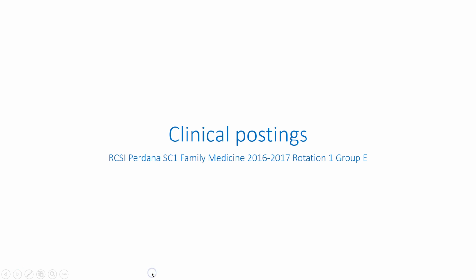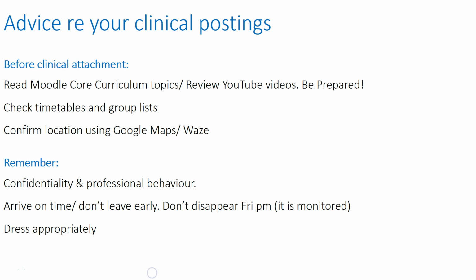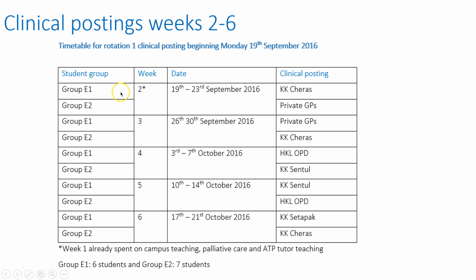Let's look at your overall clinical postings. We've already covered this. These are your clinical postings. So you can see in week 1, half of you are split into 2 half groups. Half of you attend KK Cheras and then on to private GPs, and then you swap over for the next week. For the week after that, half of you are in HKL OPD and half are in KK Sentul, and then you swap again. And for the final 5th week of clinical postings, you are split between Stapak and KK Cheras.